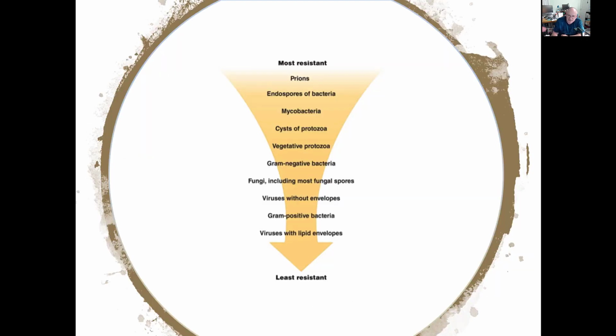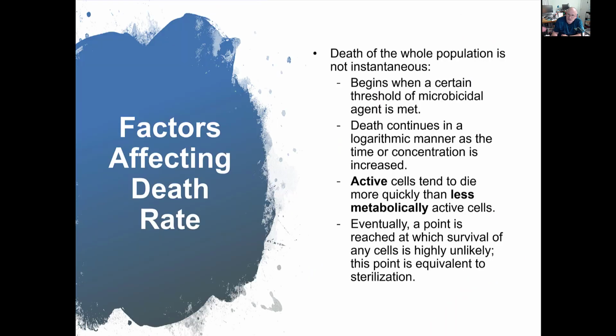So just keep in mind the types of things that we're after in our goals. Death of the whole population is non-instantaneous. It begins with a threshold. Death continues in a logarithmic manner, and obviously the younger ones survive better.